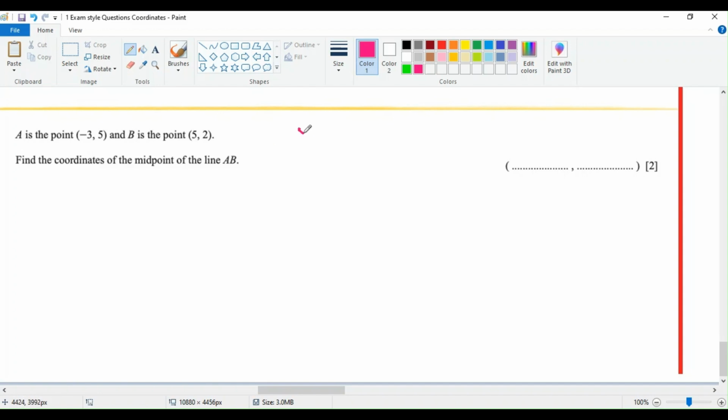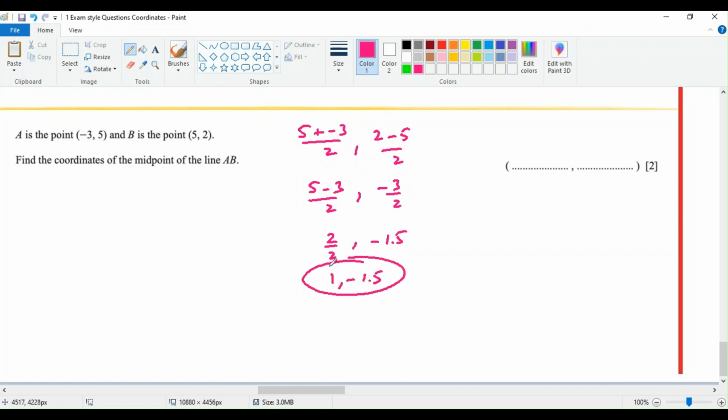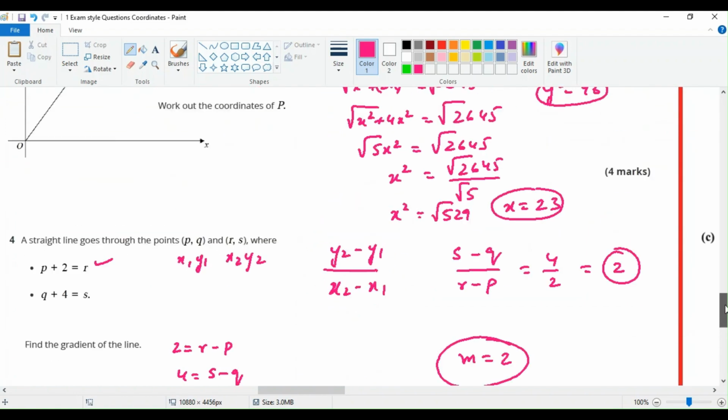That means (5 plus or minus 3) over 2, and then (2 minus 5) over 2. That means (5 minus 3) over 2, and 2 minus 5 is negative 3, over 2. That means this is 2 over 2, which is 1, and this is negative 1.5. So 1 and negative 1.5 is the midpoint of this line.